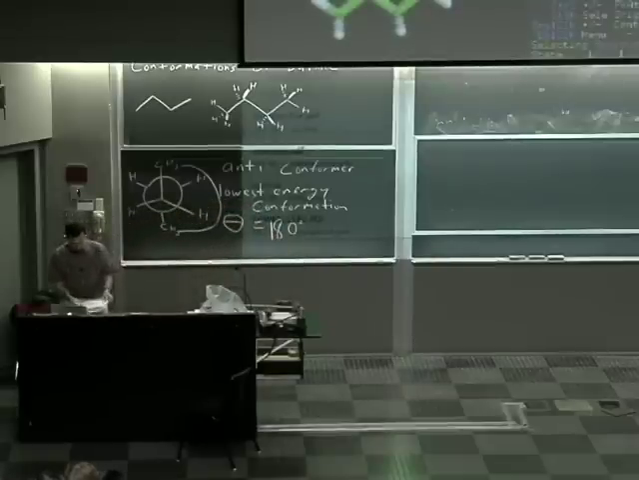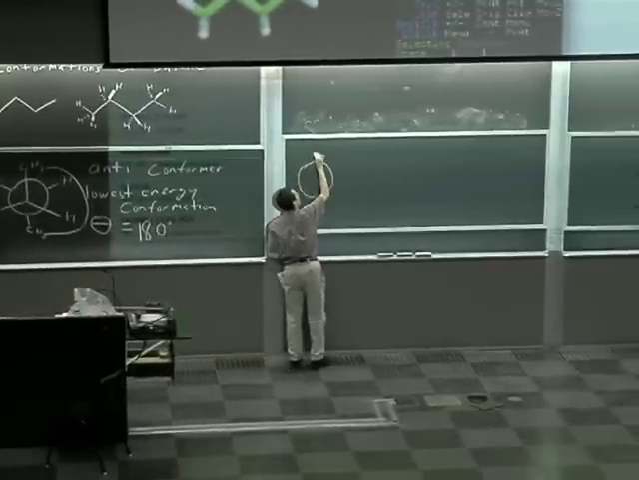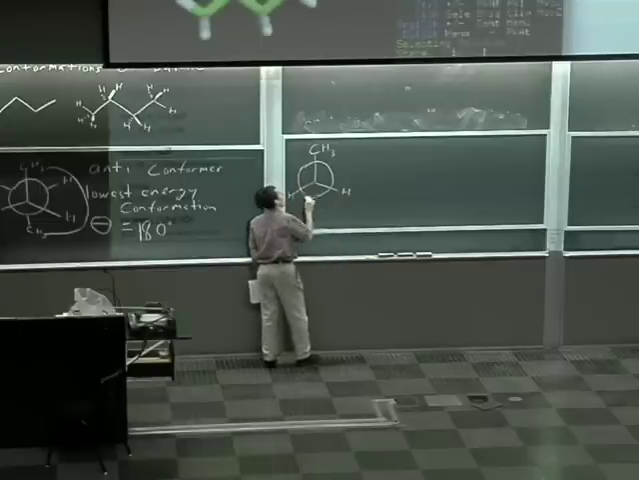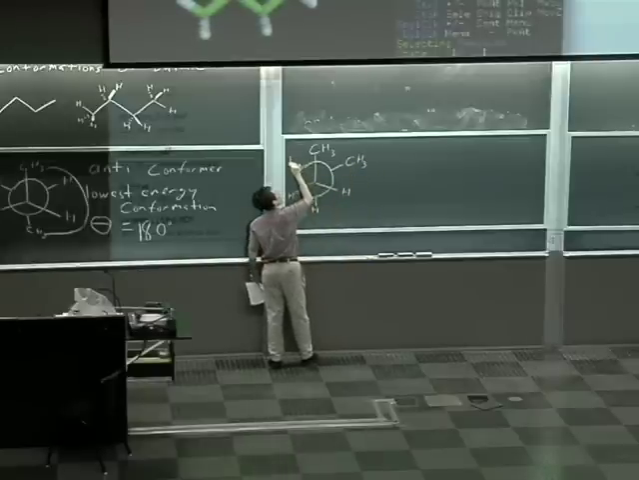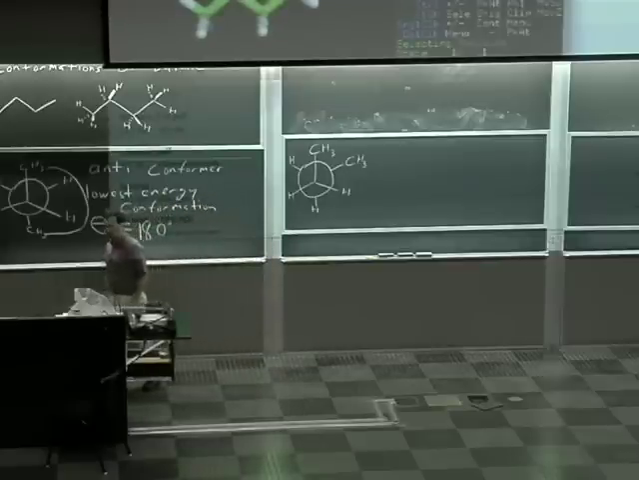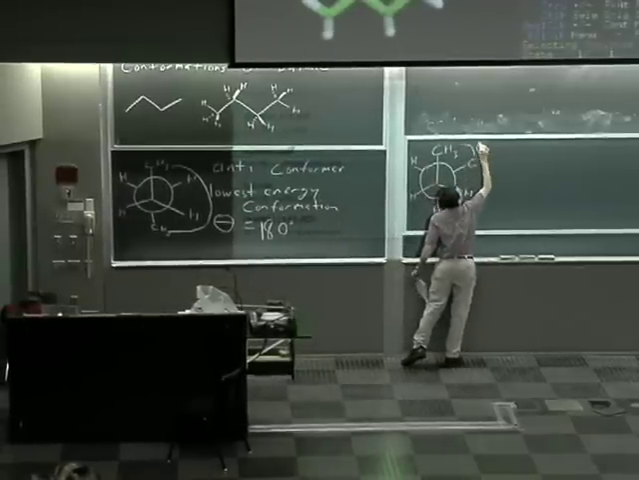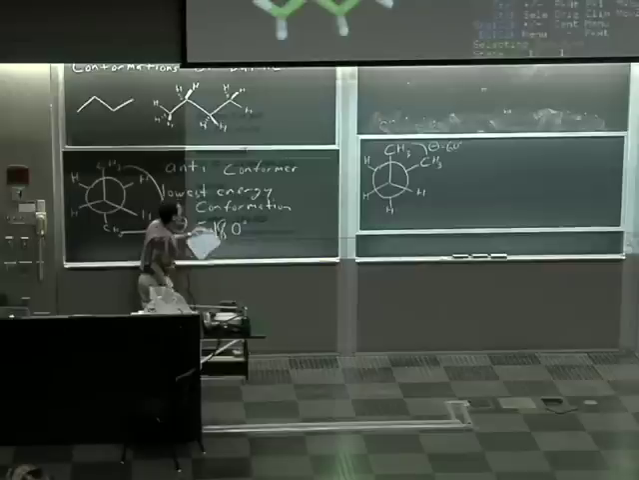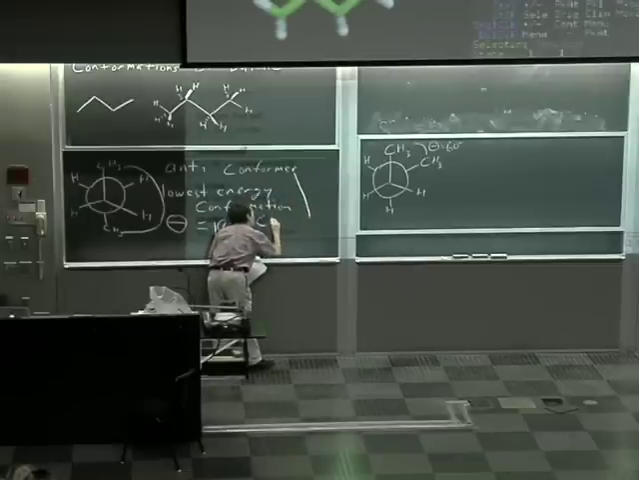What I'd like us to do now is to imagine rotating about the carbon-carbon bond. So I'm going to move us over to a different conformer. What's the dihedral angle in this conformer? 60, I heard. So this is theta equals 60 degrees. Now this is another conformer of butane. By the way, a conformer equals a conformation that sits in a low energy well.